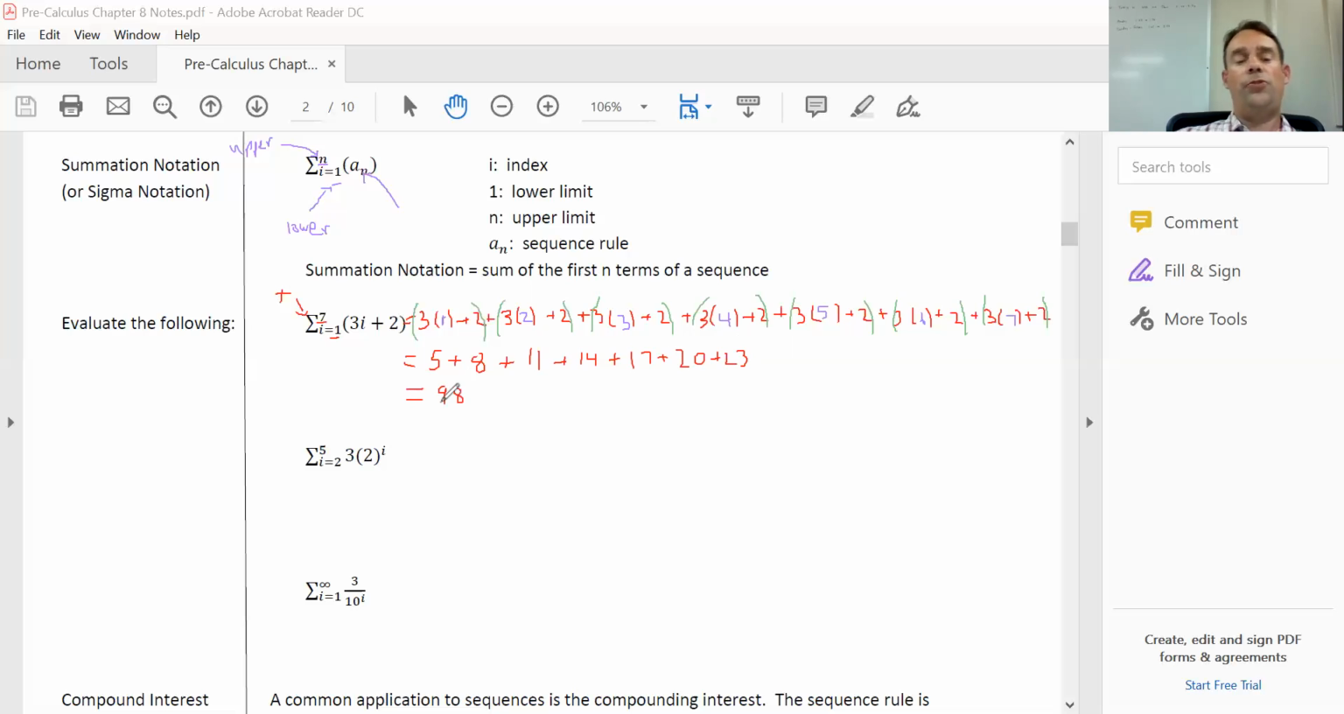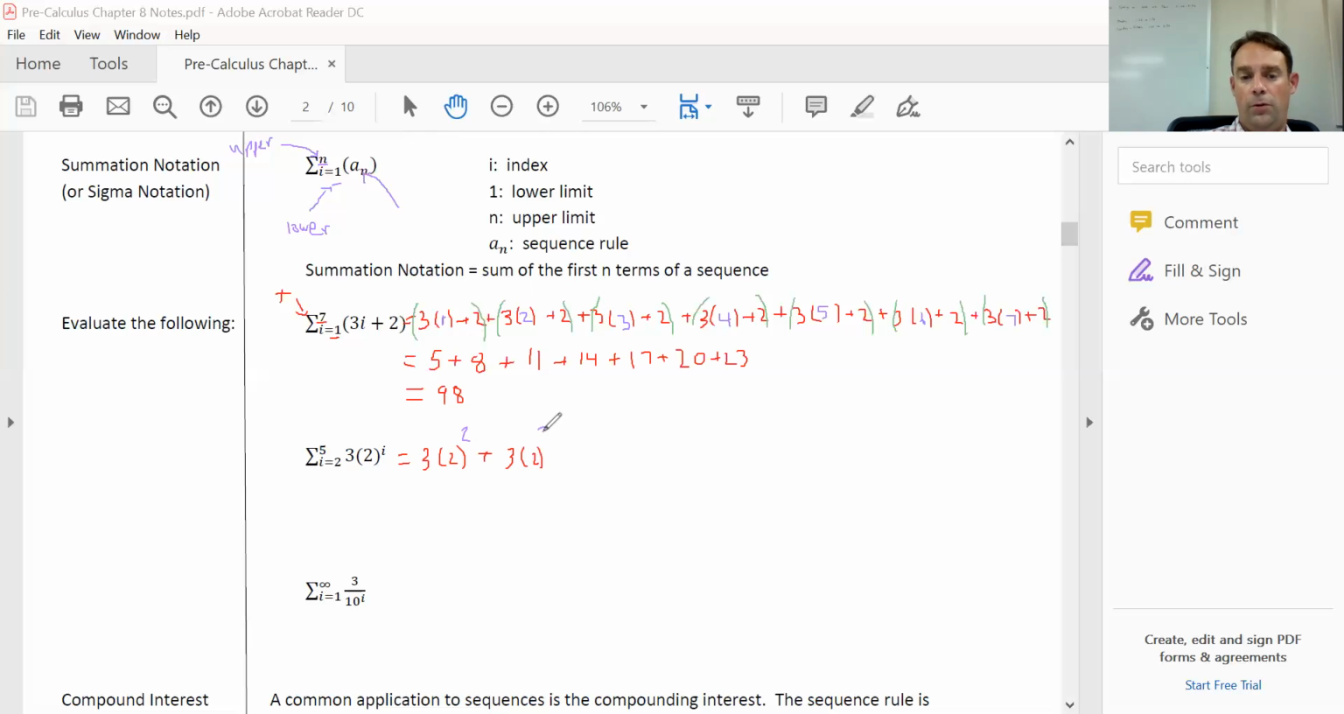All right, friends, why don't you try the next one? Don't do that last one yet. Why don't you guys try this second one? See what you guys come up with. All right, so I'm going from 2 to 5. That means I'm going to be evaluating this when I is 2. I'm going to evaluate this with my next I. I'm counting up from 2 up to 5.